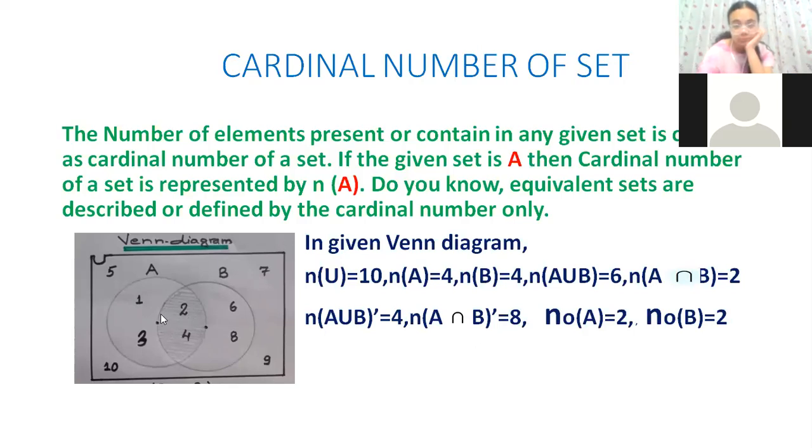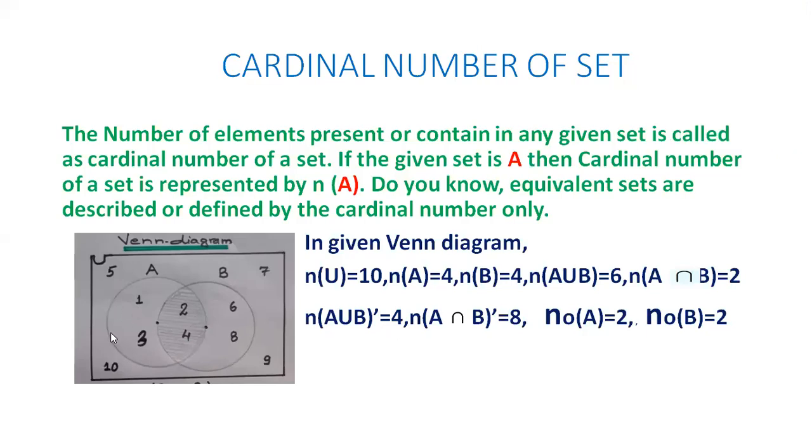Okay, children, look here. This is set A. Inside set A, can you count how many elements are there? 1, 2, 3, 4. How many elements are there? 4 elements are there. Good. That's why its cardinal number is 4. Here, n(A) means the cardinal number of set A is 4. Understood, children? And look here. Inside set B, how many elements are there? 4: 2, 4, 6, 8.